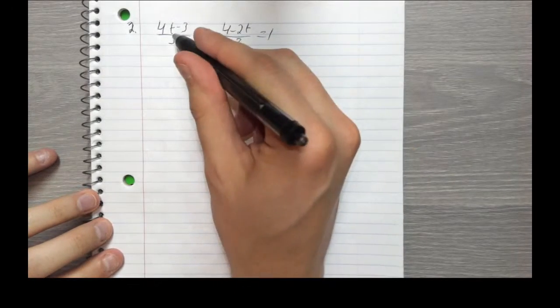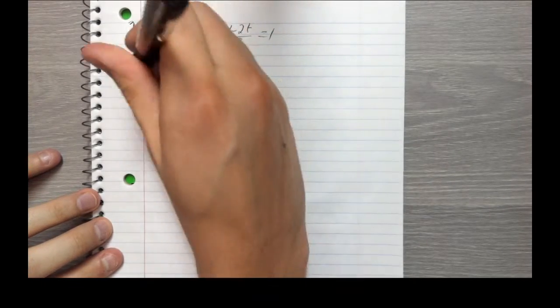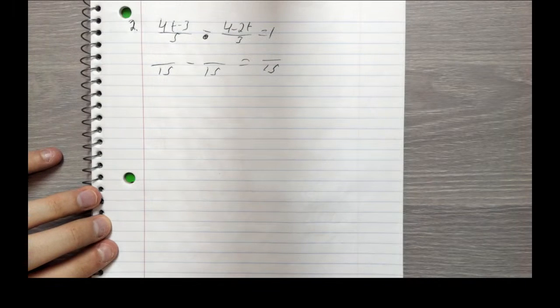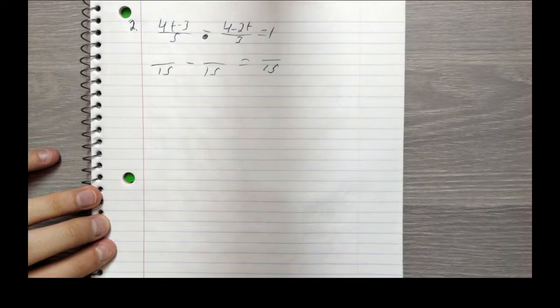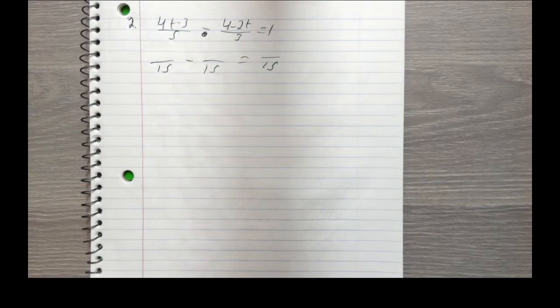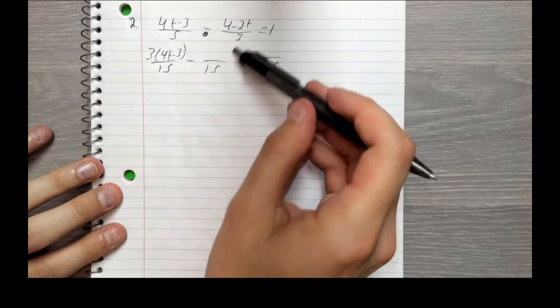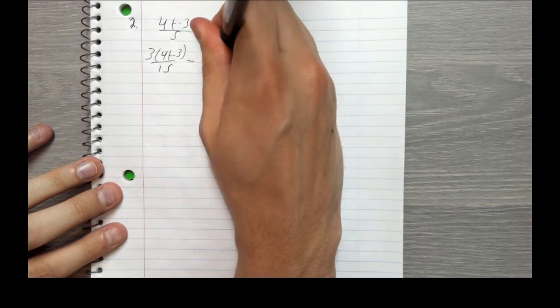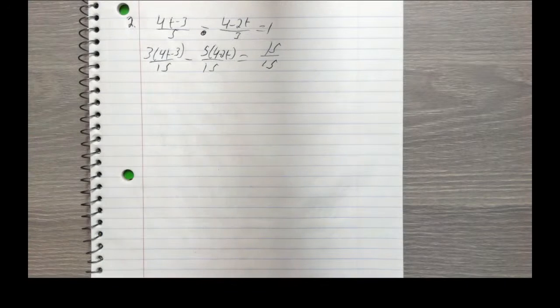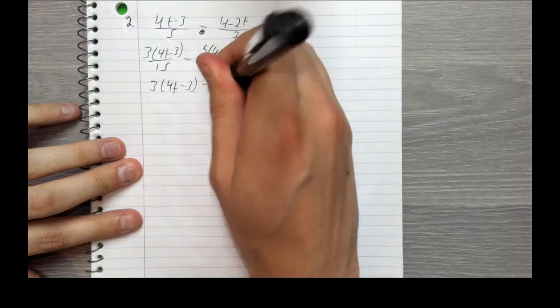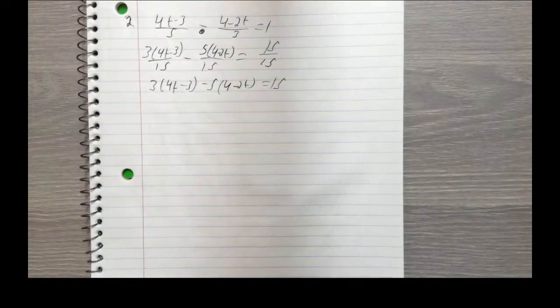To do that, we want to get a common denominator. The common denominator between 5, 3, and 1 is 5 times 3, which is 15. So I'm going to have 15 as each of my denominators. Now, how do I get from 5 to 15? I multiply by 3, so I multiply the numerator by 3 as well: 3 times (4t minus 3). How do I get from 3 to 15? I multiply by 5, so I'll have 5 times (4 minus 2t). And the 1 becomes 15 over 15. So I can drop the denominator since I have common denominators now, and I'm left with this equation.